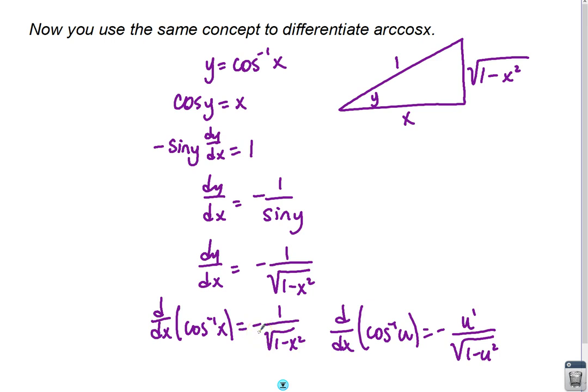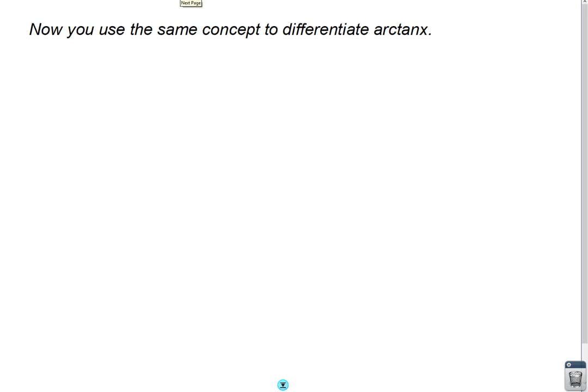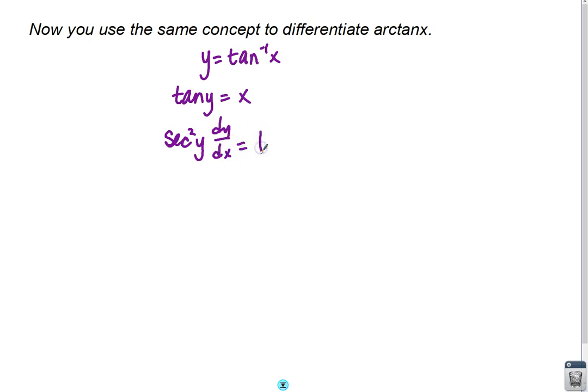Okay, let's go ahead and do arc tan together. Okay, so again, you can pause the video, try it on your own. See if you get the same thing. y is equal to tangent inverse of x. So the tangent of y is equal to x. The derivative of tangent is secant squared. So secant squared y times dy dx is equal to 1. So then dy dx is equal to 1 over secant squared y.